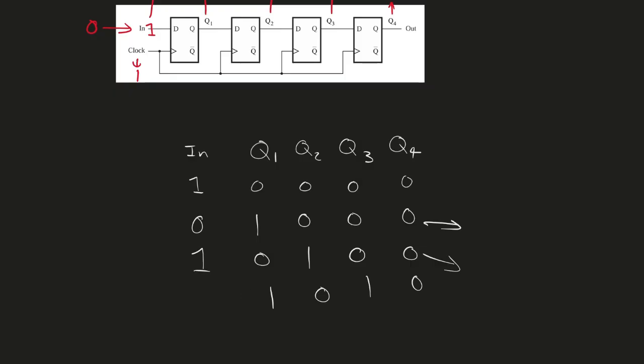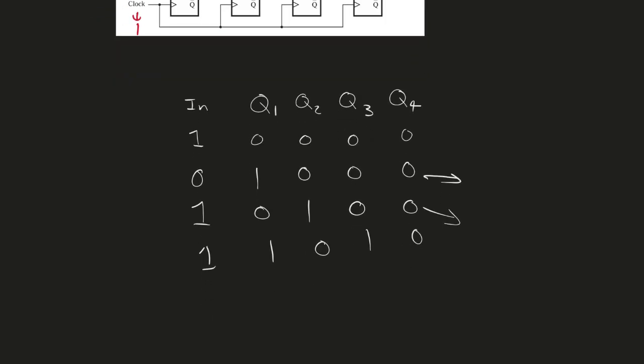And then we put in another input. Let's say it's 1 again. Okay, and then we clock again. This 0 is kicked out. So the 1 moves here. The 0 moves here. 1, then 1. And let's say we put in another input called 0.